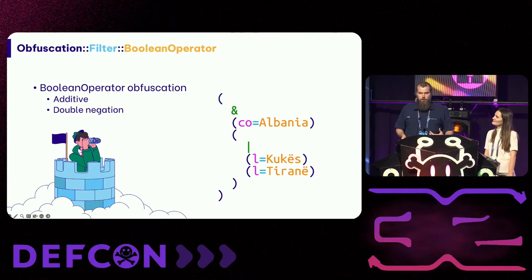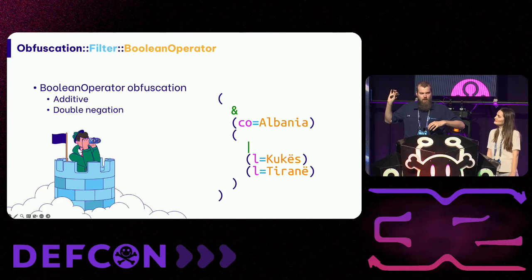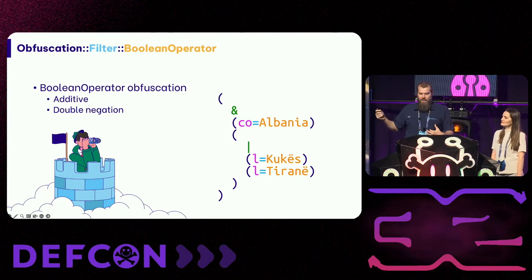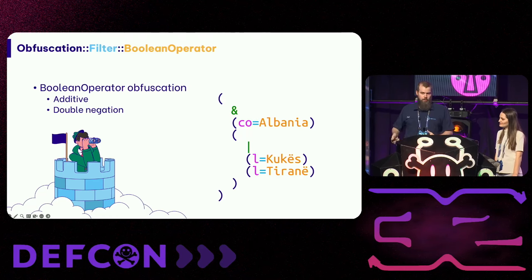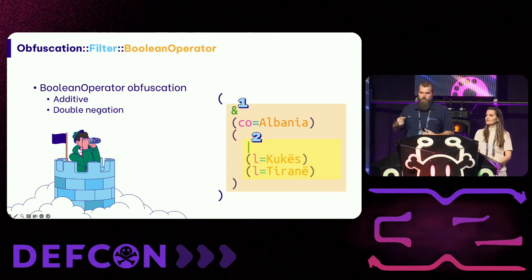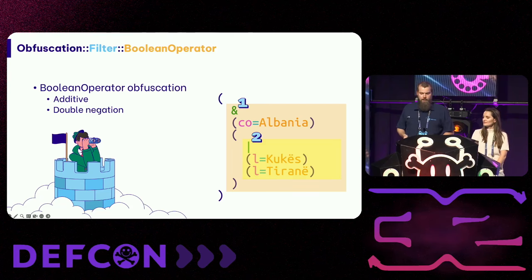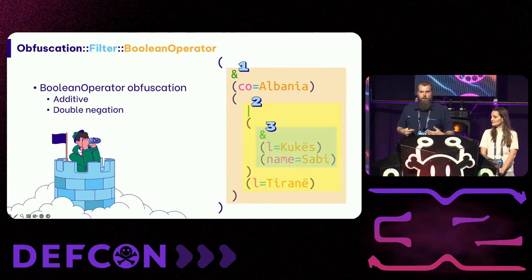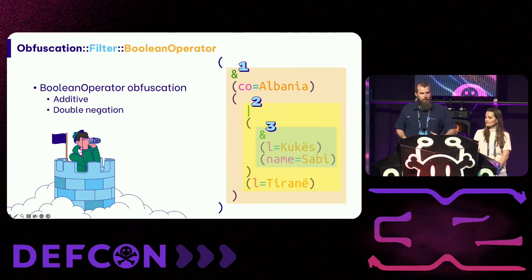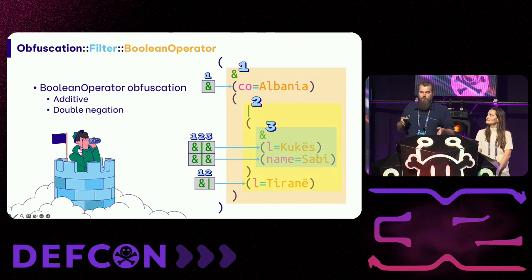Most of the time, though, you're dealing with a slightly more complex filter like this. So this is saying, I want to know when the country is Albania and either the location is Kukës or Tirana, two cities. It's important to know that the Boolean operator has kind of a scope of influence. So in this case, there are two Booleans, and you can see the boxes around the filters that they affect. If we added in a third set, there are now three groups. And so as we're parsing it, we basically create a stack of Boolean operators to know exactly how many Booleans are affecting the filter that we're looking at.